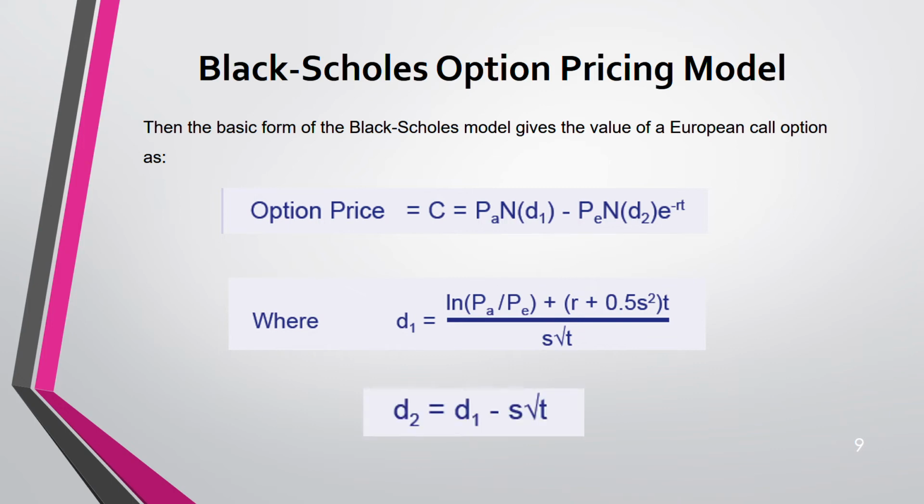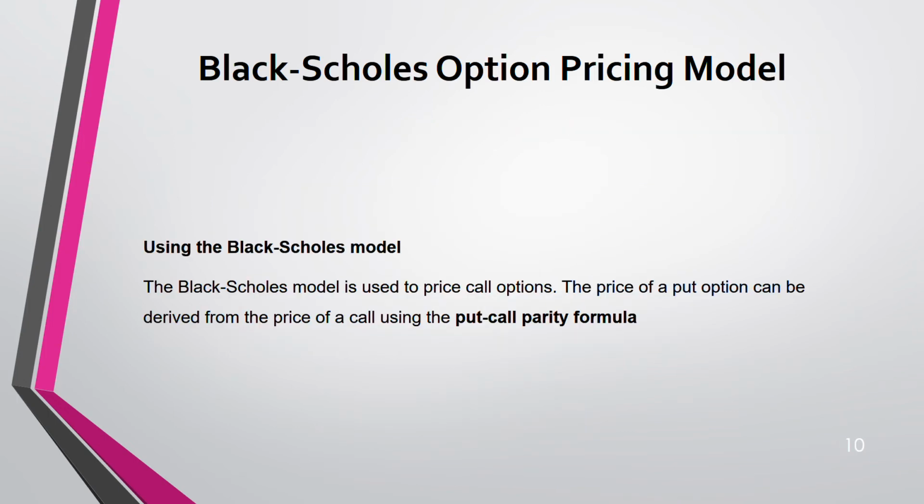Then comes D2. I told you why D2 is relevant to D1, because D2 is D1 minus standard deviation multiplied by square root of T. Once you find D1 and D2, then you have to use the normal distribution table to find N(D1) and N(D2).